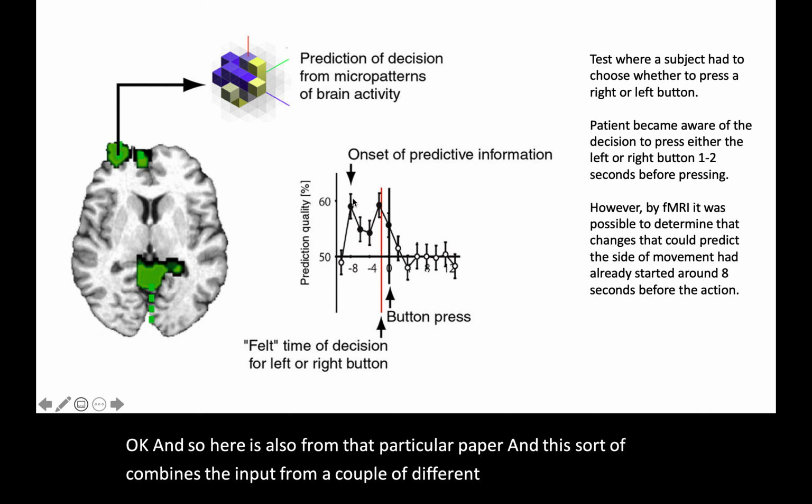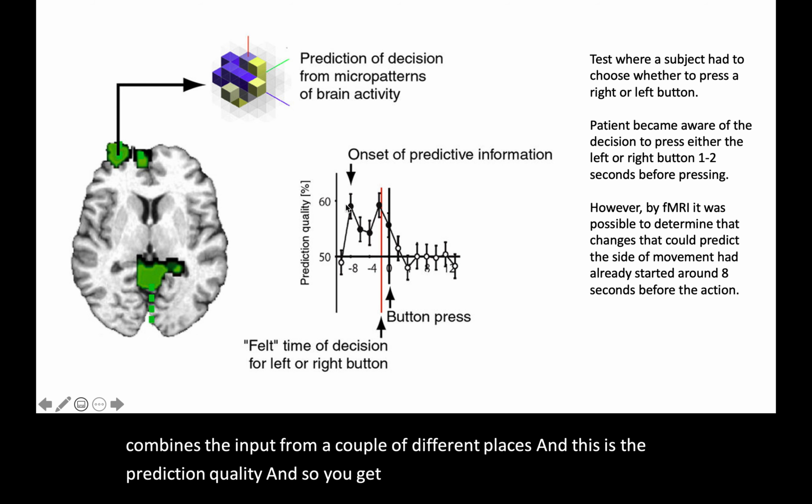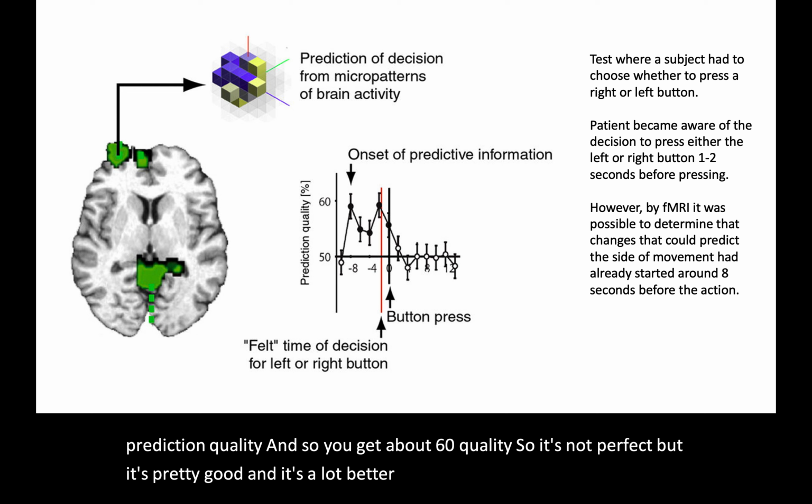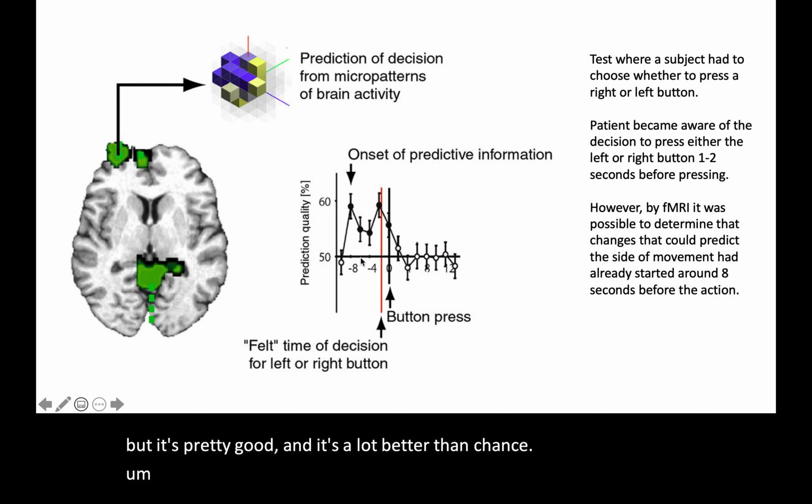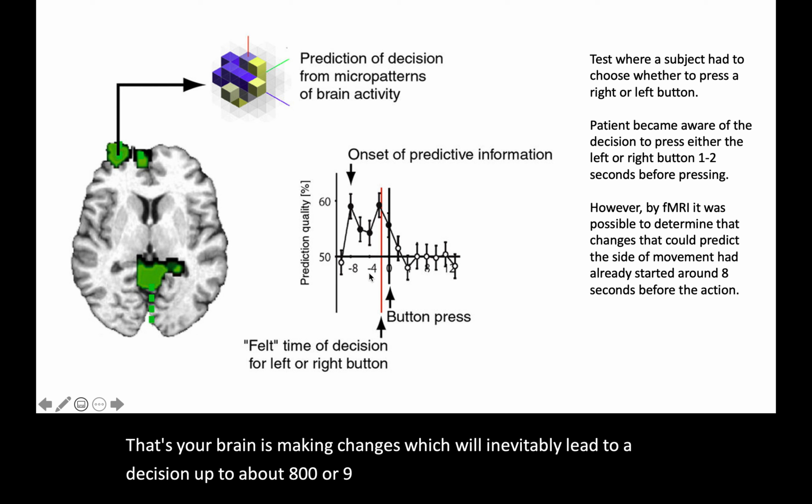And this is the prediction quality, and so you get about 60% quality. So it's not perfect, but it's pretty good, and it's a lot better than chance. That your brain is making changes which will inevitably lead to a decision up to about 8 or 9 seconds before you actually have made the decision.